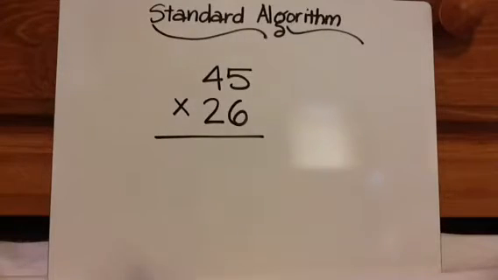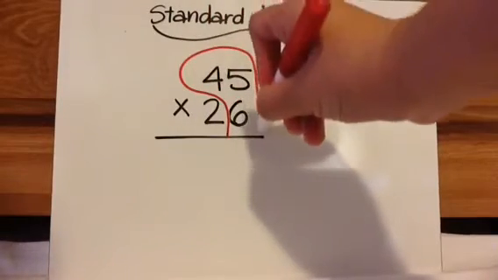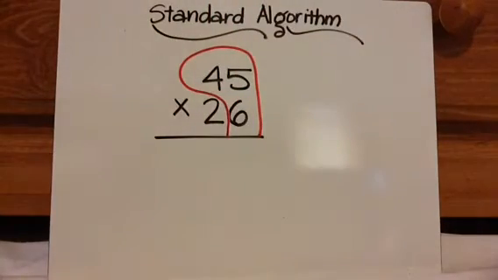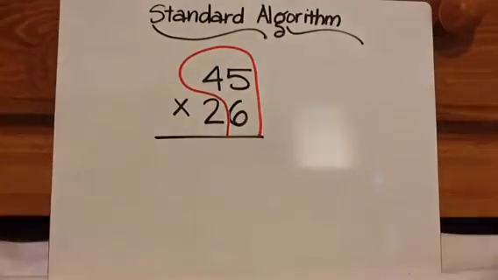So step 1 is draw a turtle. You're going to focus on 45 times 6. You're going to pretend that that 2 does not exist. So when you do 45 times 6, you should know how to do that, because before you can even do 2-digit by 2-digit, you should be able to do 2-digit by 1-digit, 3-digit by 1-digit, 4-digit by 1-digit.